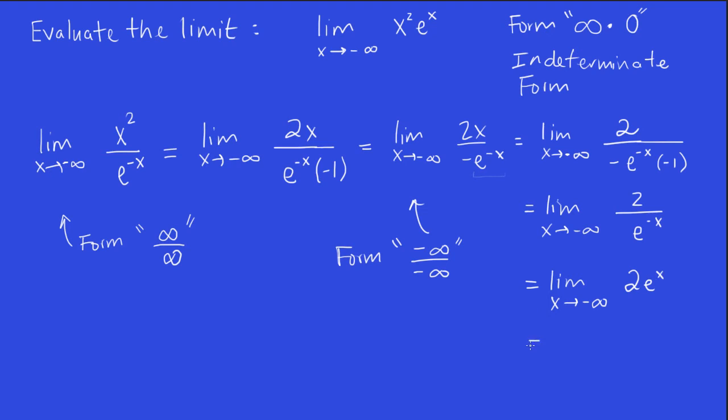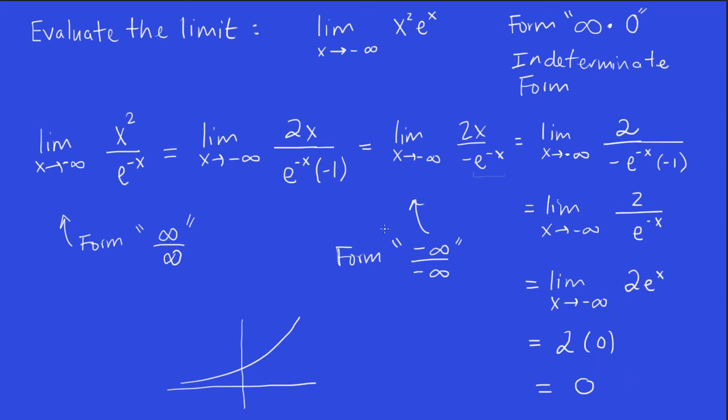And now we're in really good shape. This limit is just fine here. When x goes to minus infinity, well, actually we didn't say that, but it's obvious. Remember the graph of e to the x is this. So when x goes to minus infinity, e to the x goes to 0. And 2 times 0 is 0. So this limit is 2 times 0, which is 0. So that's our answer for this one.